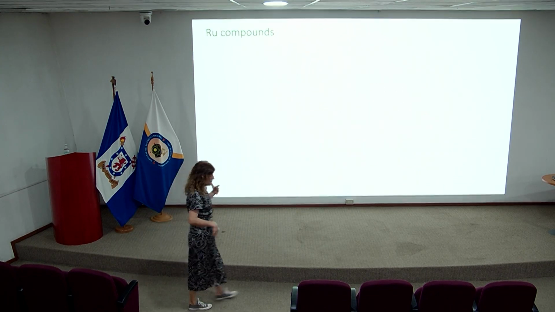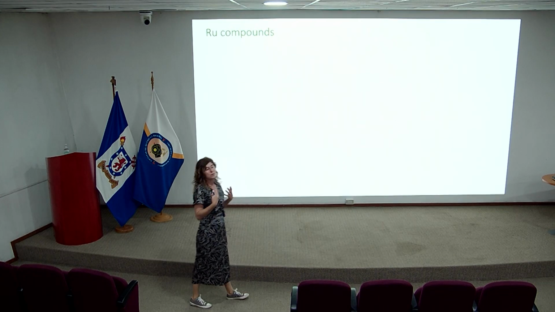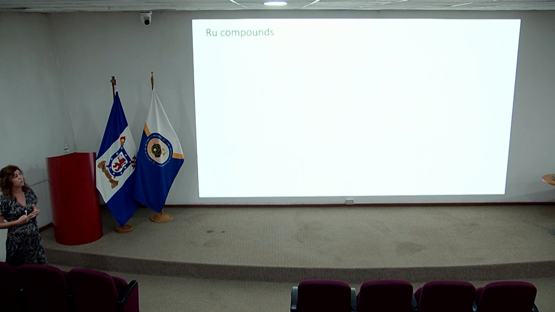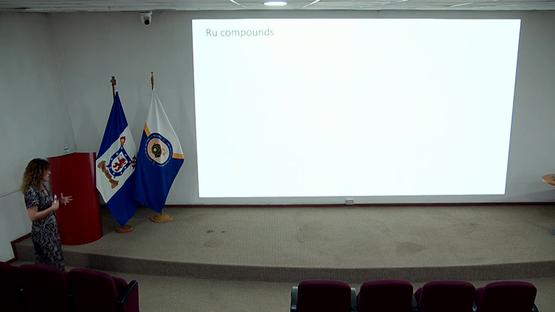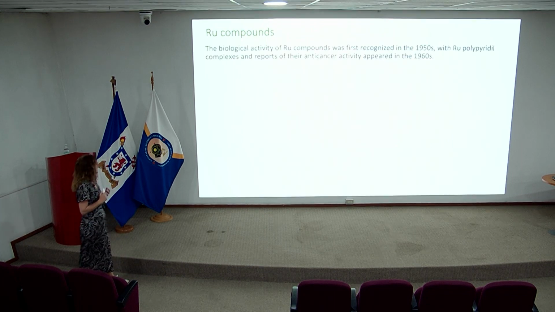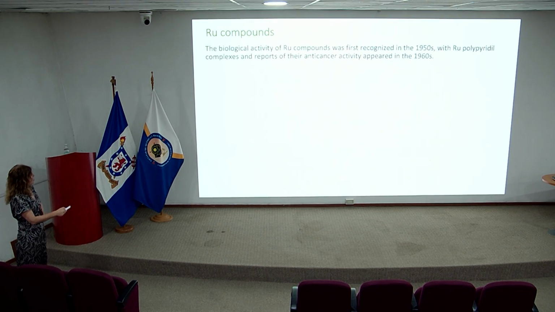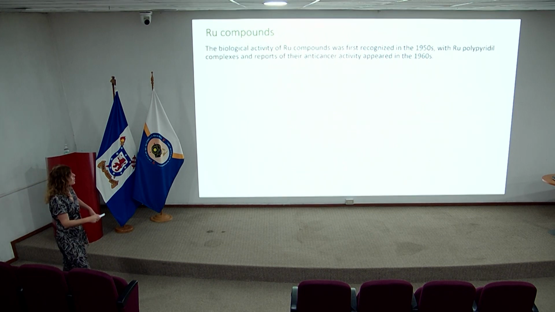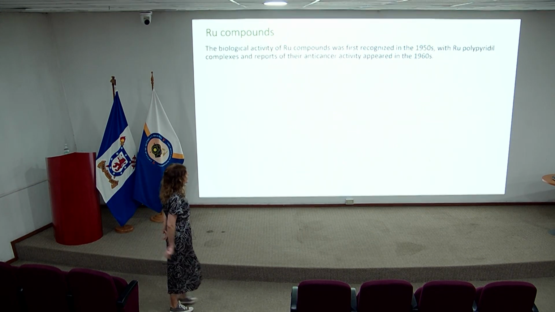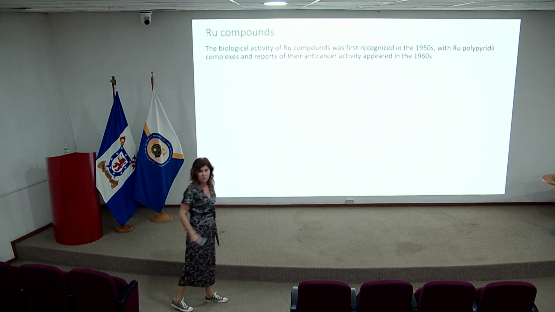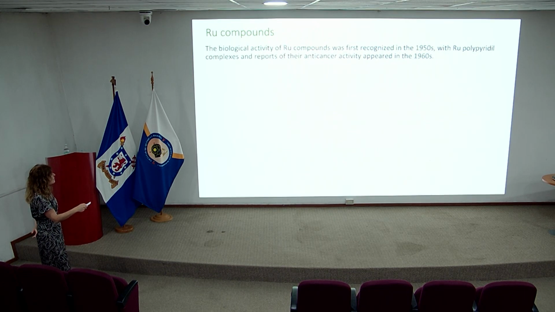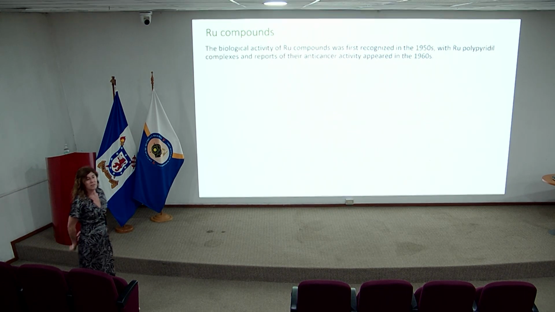So after platinum, people started to develop different metallodrugs, and I think one of the examples of metals that yielded the best results are ruthenium compounds, okay? So the biological activity of ruthenium was recognized in the 50s with a very famous series of compounds, ruthenium polypyridyl, that I showed you before, and reports on their anti-cancer activity appeared in the 1960s.